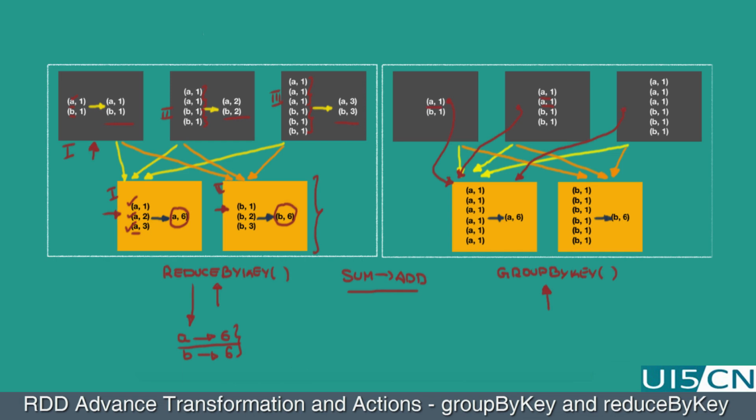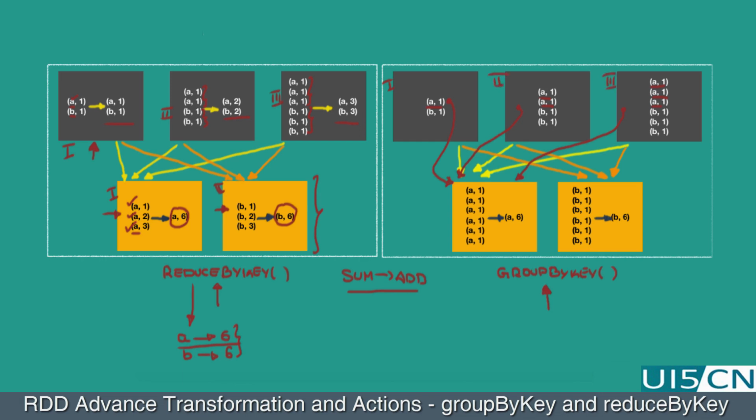These are all logical partitions. They can be in one single machine or they can be in multiple different machines. This is internally handled by Spark. So all of this network will be utilized to carry data from partition 1, 2, 3.